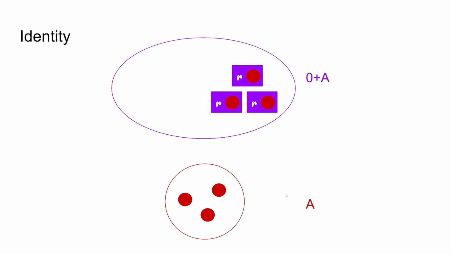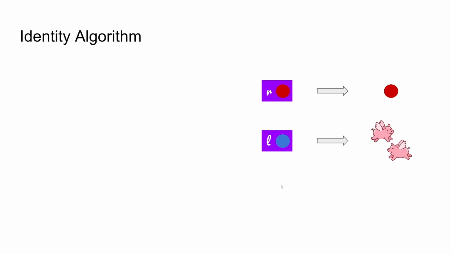For the identity, we do something similar. We have 0 plus A, noticeably that 0 does not have any elements in it, and we remove all these labels R for A. So what does this look like? We need to consider, for the right case, we have an element of the right side, so we can just drop the label and just give you out the red circle. But for the left side, we've assumed that we had something of type 0, which is impossible. So we just say that pigs can fly and nothing matters at that point.